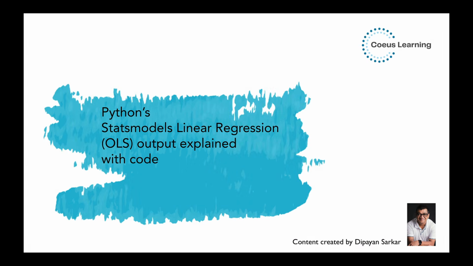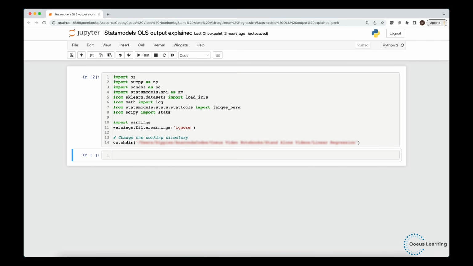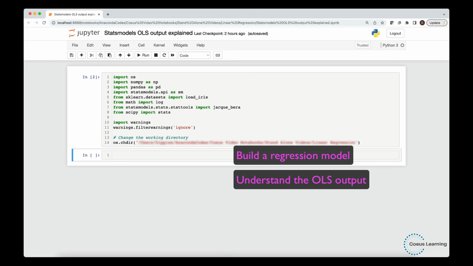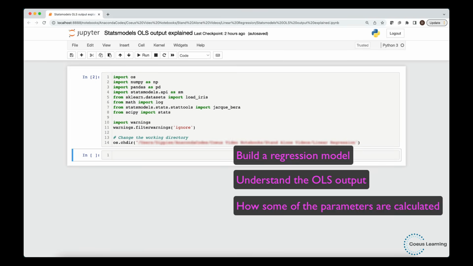In this video, we will discuss the summary output of the OLS function from Python StatsModels library, using a simple example. We will also explain what some of the attributes mean and how they are calculated. This video assumes we are aware of fundamentals of multiple linear regression using OLS. So, we will start by building a regression model using OLS, and go ahead to understand the summary output of the OLS regression model. We will also see how some of the parameters are calculated.